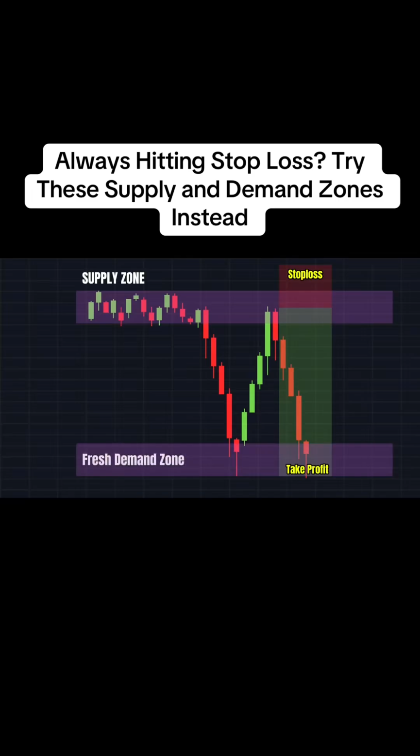Before you even think about entering, you have to know your entry, stop loss, and target. This lets you see your risk to reward ratio. You should only take trades where you can make at least twice what you're risking. If you can't, don't take the trade.